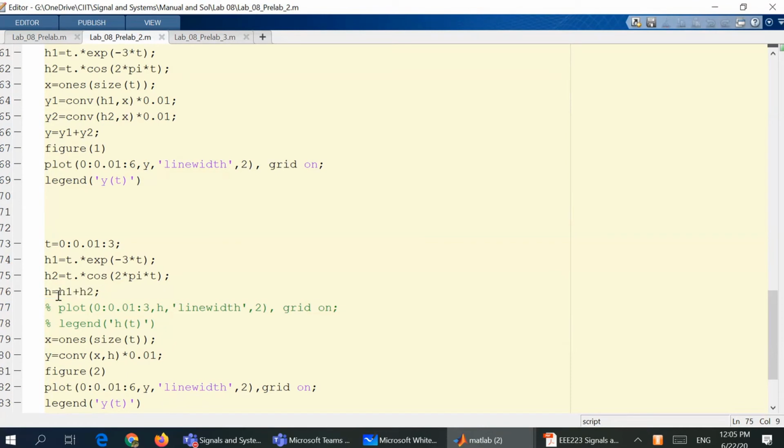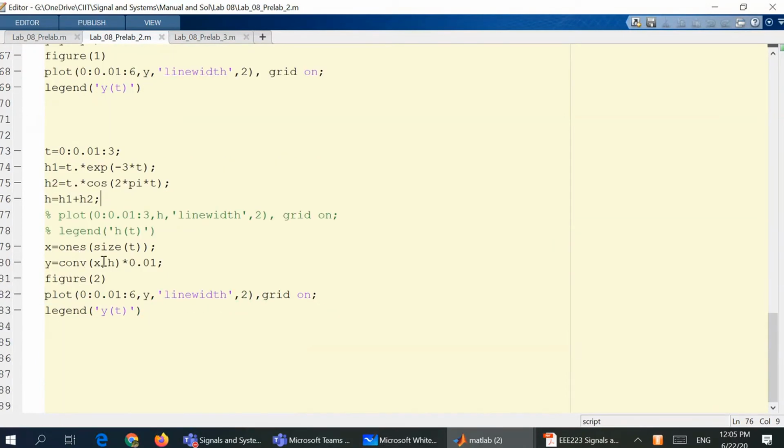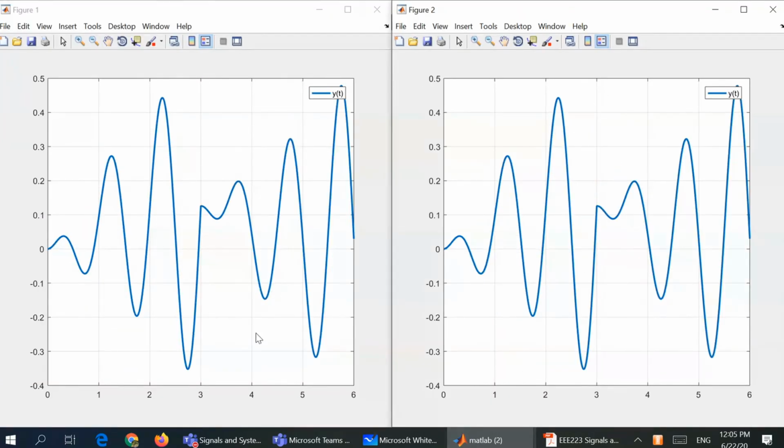So after we have found h by adding h1 and h2, we will now convolve the result with x, and then compare the results. So let's see. This is the left side, where we have multiplied x with the individual systems and then added the results, and this is the right side, where we found the equivalent system first by just adding the impulse responses, and then convolved the equivalent system with x. We can see that both results are the same.